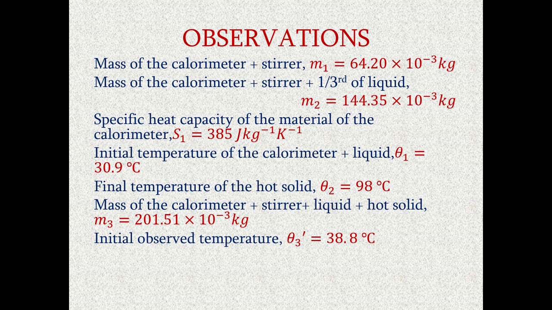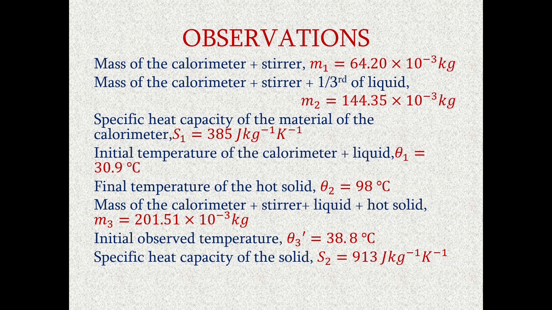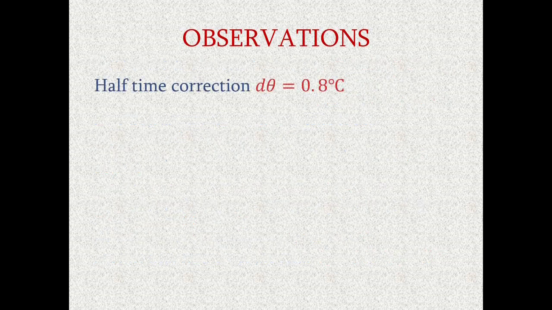After adding the hot solid, since we apply half-time correction, a stopwatch will be switched on. After adding the hot solid, we keep mixing. Then the initial maximum temperature attained is noted as 38.8 degrees centigrade, that is theta 3 dash. The hot solid which we used is aluminium, and the specific heat capacity of the solid, S2, is 913 joule per kilogram per Kelvin. This is the specific heat capacity of aluminium.